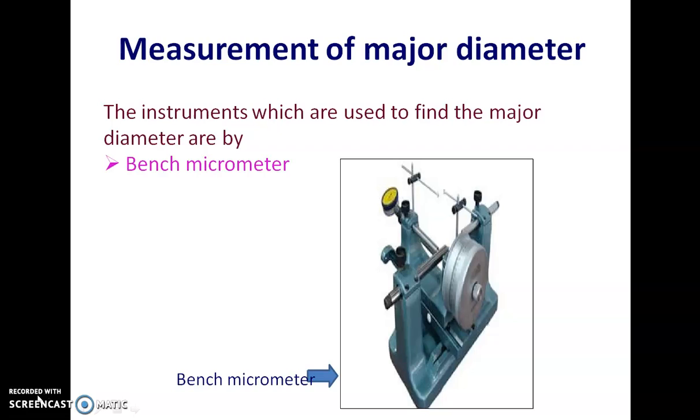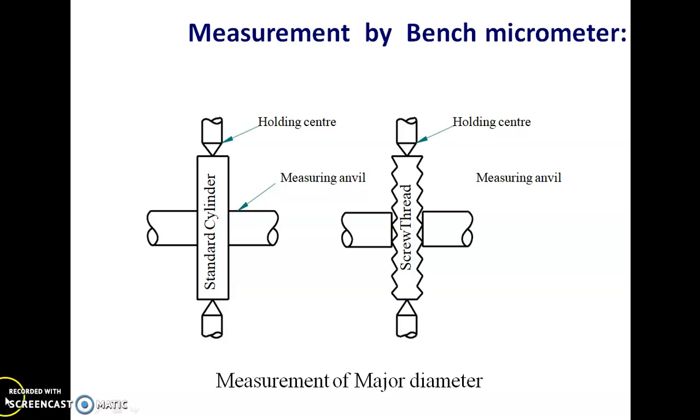So bench micrometers are used to find the major diameter. The arrangement of the bench micrometer is shown in this figure. For taking measurement, first we have to compare. First we are in need of a standard cylinder, whose dimension is known. Then the bench micrometer anvil is held on this standard cylinder and the reading is taken, and this reading is taken as R1.